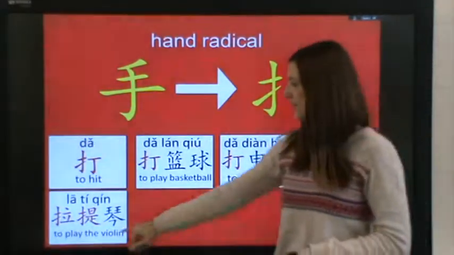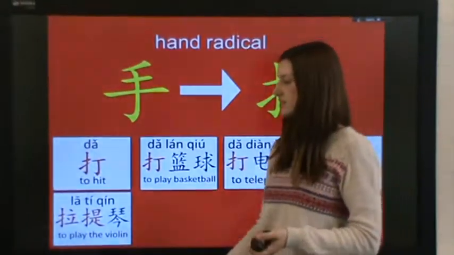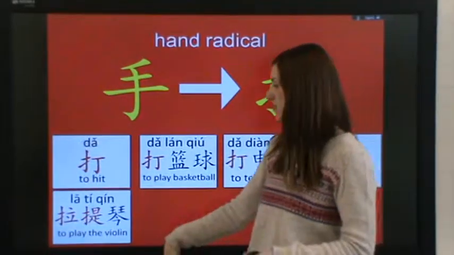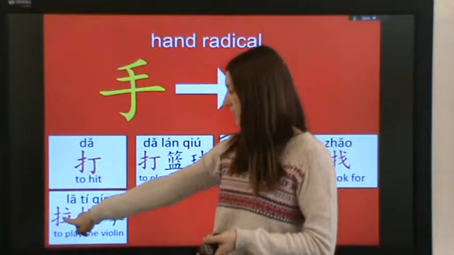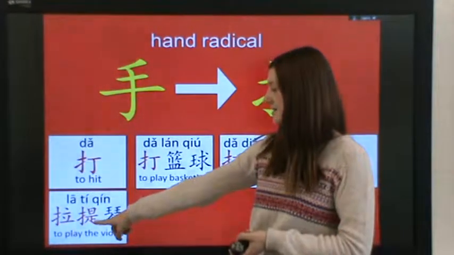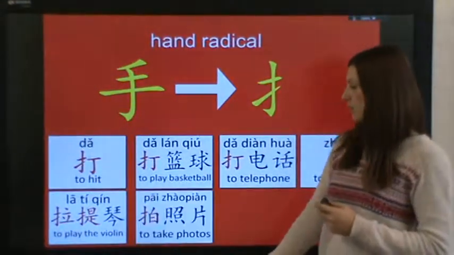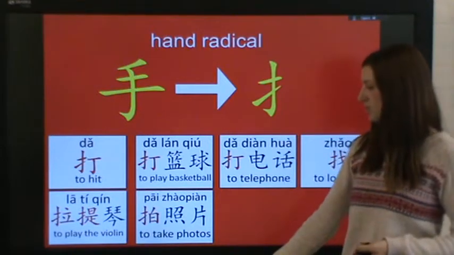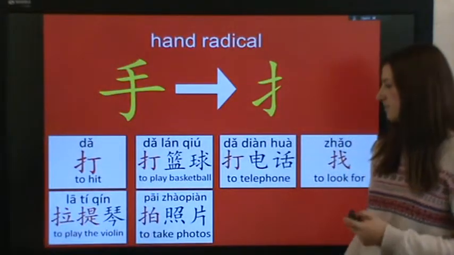Moving on, we have it in the word for to play the violin, which again is one of these key verbs that has come up before in previous exams in the final paper. So think that you play the violin with your hands, so we have the hand radical in the verb la, and then we also have it in ti for teaching, which literally is violin. We then have it in the verb 拍照片, which is to take photos. Again, you take photos with your hand.